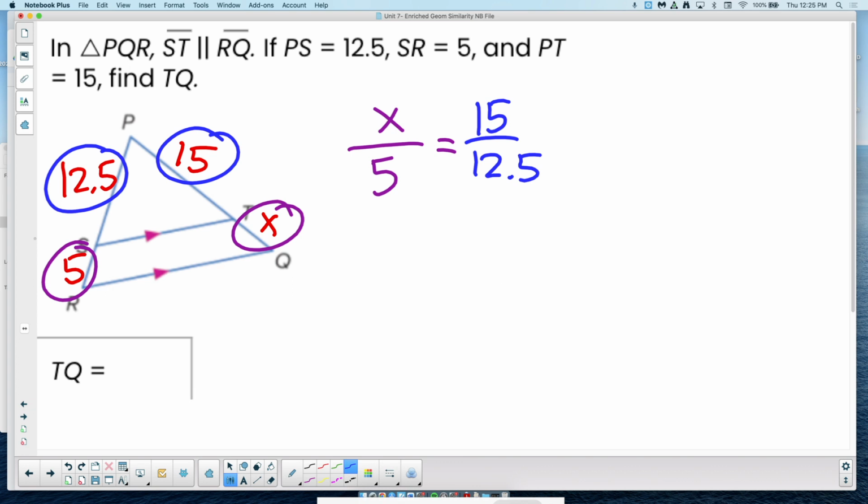Now we do the same song and dance, folks. Let's cross multiply. We'll have 12.5X. 15 times 5 is 75. We'll divide out and we'll get 6.